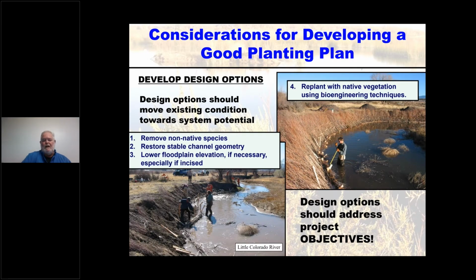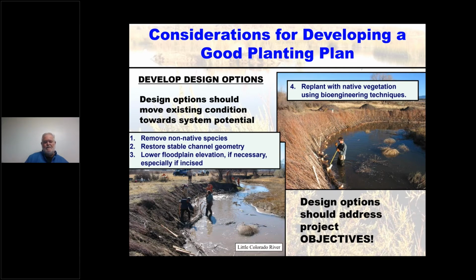So as you develop your design options, remember that your design options are sort of put together to move the existing condition more towards what the potential is. And I go through sort of a 4-step process in doing this in my mind, and then when I'm out on the stream. First of all, I remove the non-native species. If you can do that, that'll be a big step forward in getting the native species back in there, and they're going to be a lot more successful for the site.